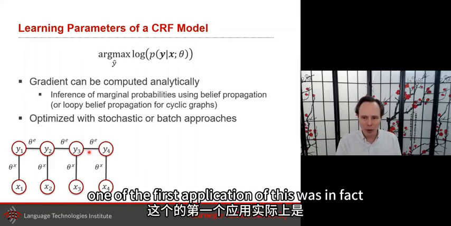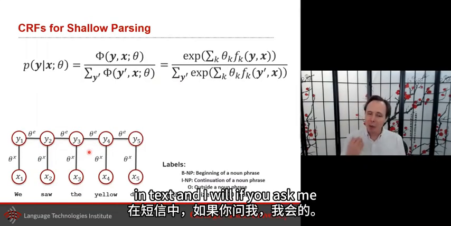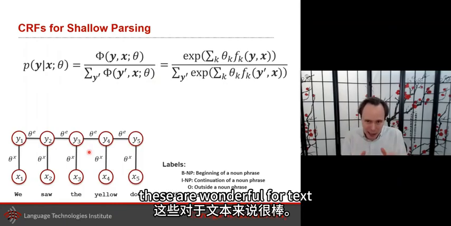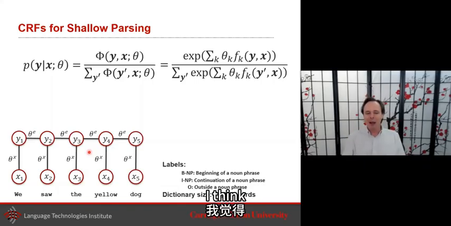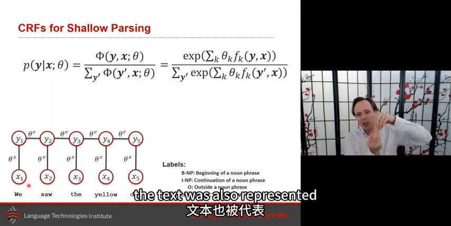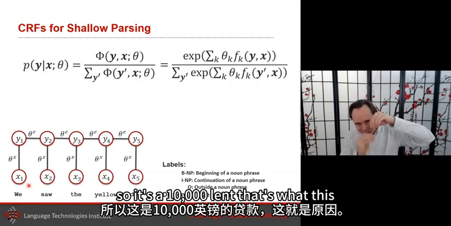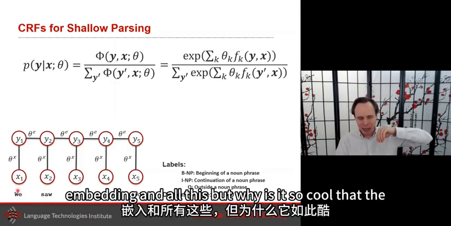One of the first applications of this was, in fact, in text. And if you ask me, these are wonderful for text. That's a 2003 paper, I think. If you remember, back in the days, the text was represented as a one-hot encoding, so it's a 10,000 length vector. That's what was often done. Now these days you will do word embedding and all this.